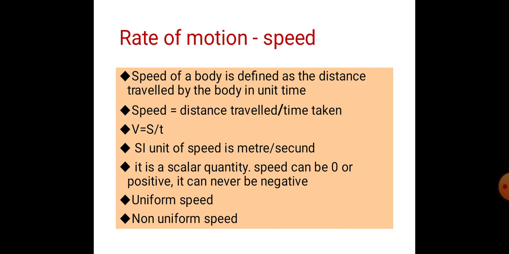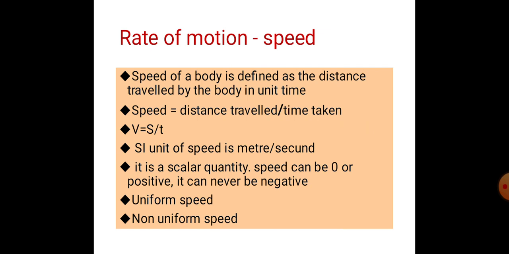Now the next topic is the rate of motion, that is called speed. The rate of motion of a body is usually measured by finding the distance traveled by the body in unit time. This quantity is referred to as the speed of the body. Thus, the speed of a body is defined as the distance traveled by the body in unit time. That is, speed equals the distance traveled by the object divided by the time taken. If s is the distance traveled by the body in time t, and its speed is v, then the equation will be v is equal to s by t.